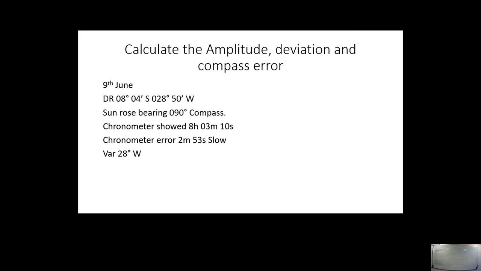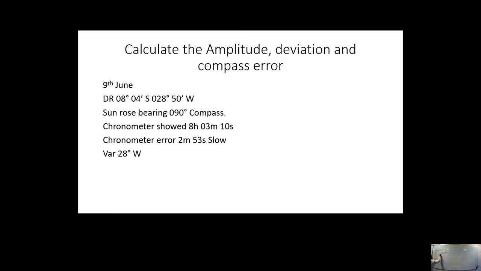Now, for an amplitude, they're very simple. We only need a time to get the declination and a latitude. We've got the latitude, so we only need the declination. So the chronometer showed 08:03:10. We know it's AM because we either did the proving the numbers with the interpolation, or because it had a small LIT of only 2 hours from that, and it was sunrise. The error was 2 minutes and 53 seconds slow.